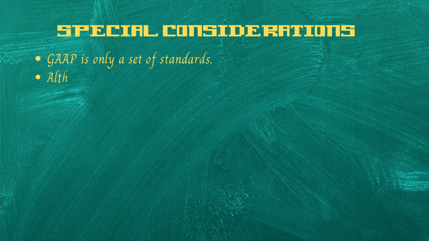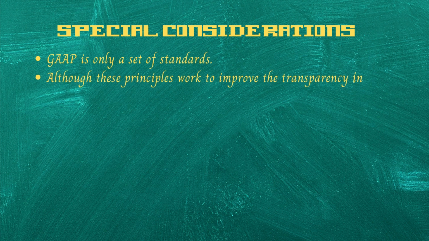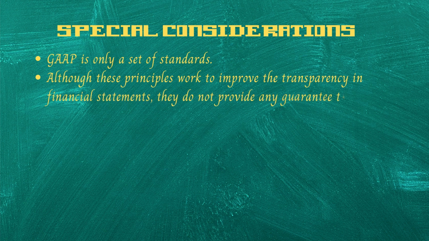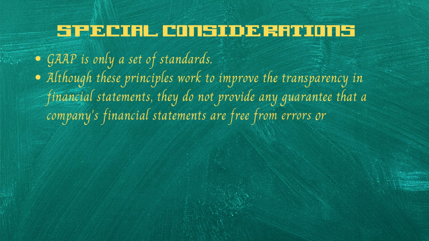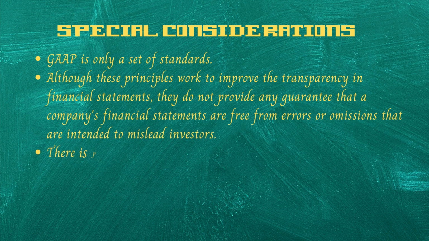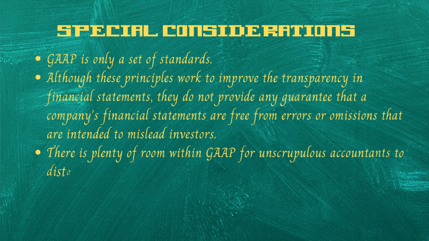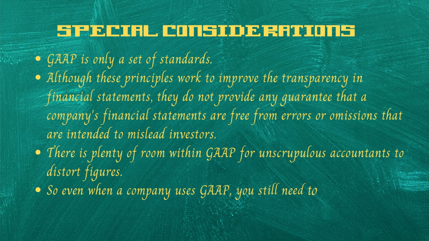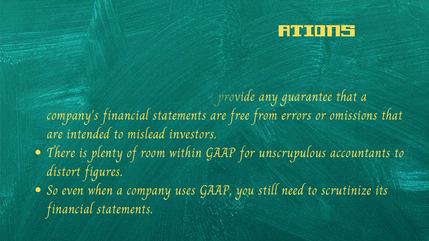Now let's go to the special considerations of GAAP. GAAP is only a set of standards. Although these principles work to improve the transparency in financial statements, they do not provide any guarantee that a company's financial statements are free from errors or omissions that are intended to mislead investors. There is plenty of room within GAAP for unscrupulous accountants to distort figures. So even when a company uses GAAP, you still need to scrutinize its financial statements.